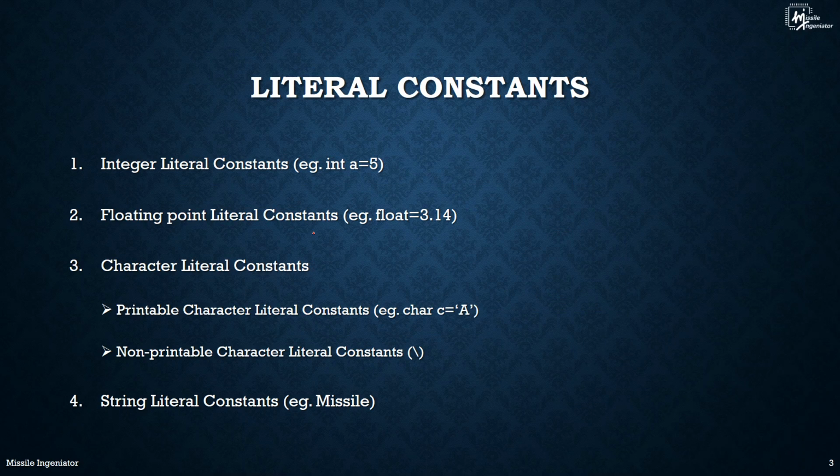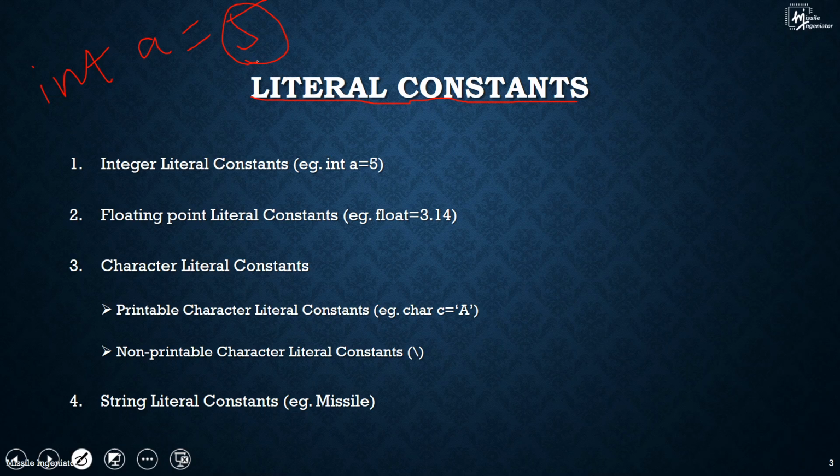The first thing is the literal constants. The literal constants are divided into four types, as I explained in the previous slide. The first one is the integer, which has a storage of 2 bytes. How do we declare an integer literal constant? I declare it with the data type int, and then an identifier, say a, equal to 5. This 5 is a constant. Basically, a constant should have at least one digit.